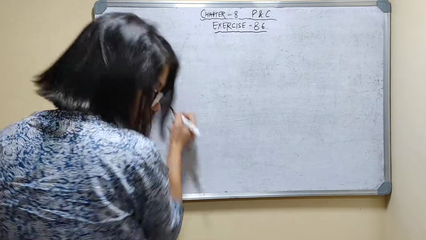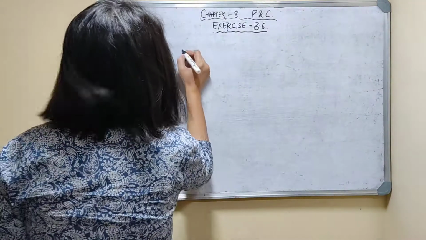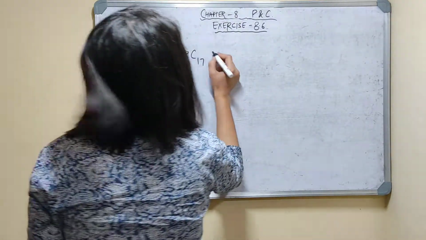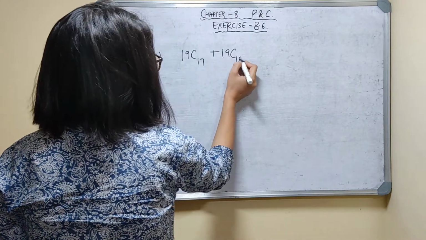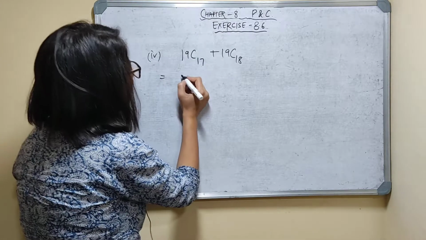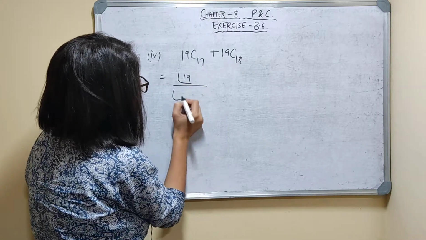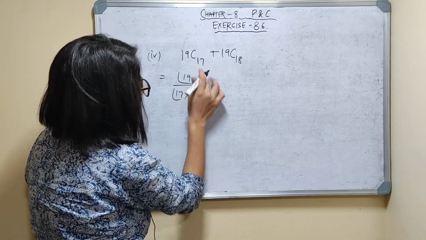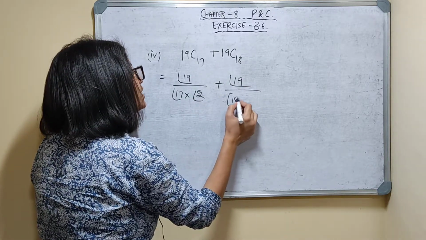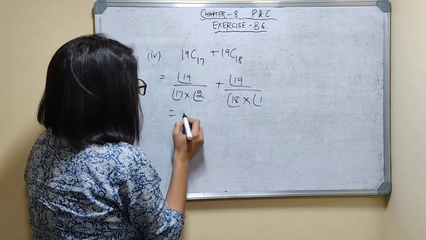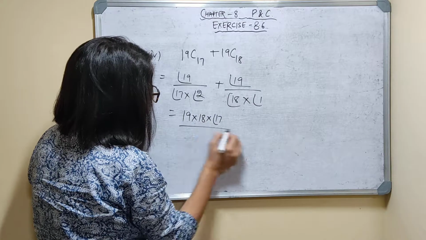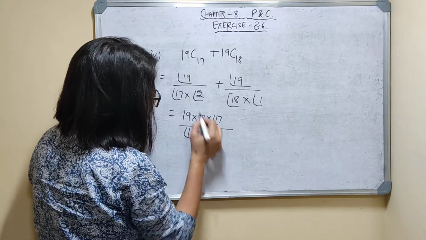Fourth part you can see: 19C17 plus 19C18. Now let's solve. Factorial 19 upon factorial 17 into factorial of 19 minus 17, that is 2, plus factorial of 19 upon factorial of 18 into factorial of 1. Factorial 19, so I will write 19 into 18 into factorial of 17. So it will get cancelled by this factorial 17 into factorial 2.